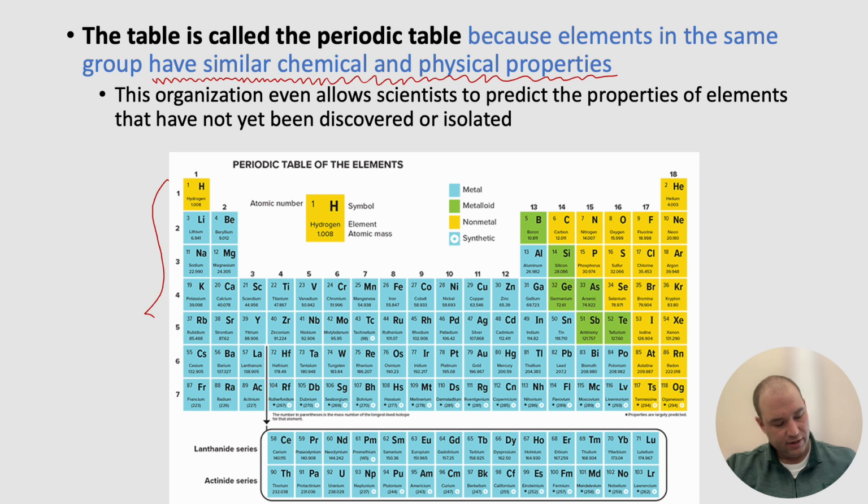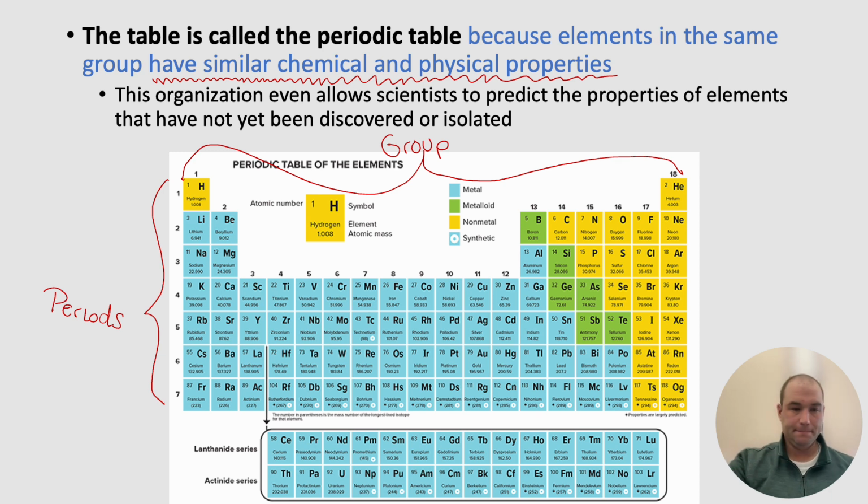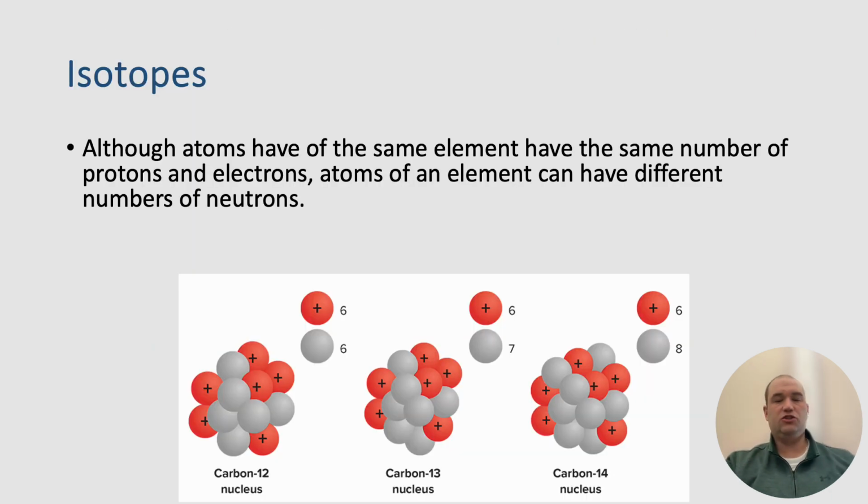So these guys right here, 1 to 7, these are what we call periods, all right? And the ones on the top, the ones that are going from 1 to 18, these are our groups. And the groups are kind of arranged in a way that shows reactivity. So that leads us to isotopes.